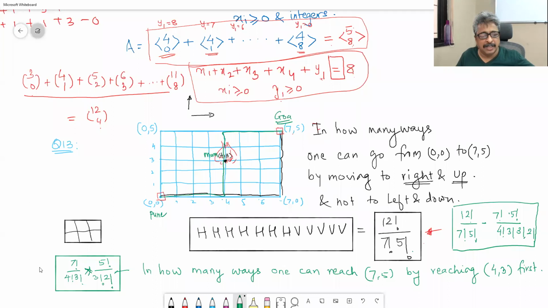The answer for the last one is 7 factorial upon 4 factorial 3 factorial, into 5 factorial upon 3 factorial 2 factorial, because from 0,0 to 4,3 it is 7 factorial upon 3 factorial into 4 factorial. From 4,3 to 7,5, it is as good as 0,0 to 3,2. That is why 5 factorial upon 3 factorial 2 factorial. And this is what needs to be subtracted from the total to get the answer of the previous question.